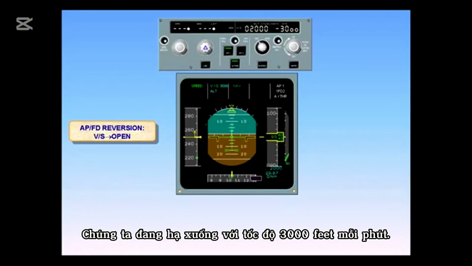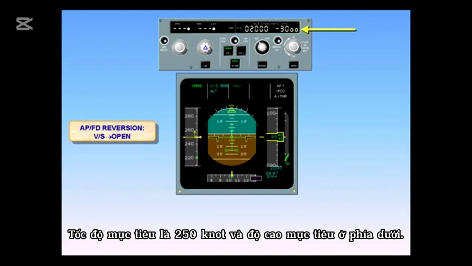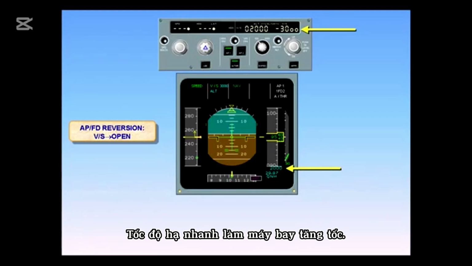Here's another example. We are descending 3,000 feet per minute. The target speed is 250 knots, and the target altitude is below us. The high rate of descent causes the aircraft to accelerate.